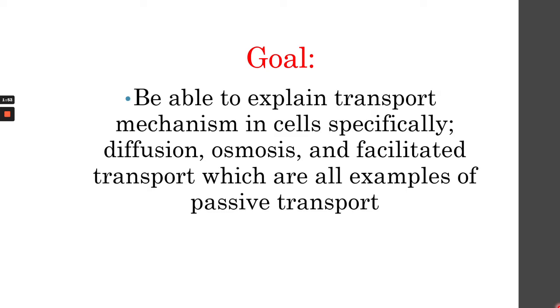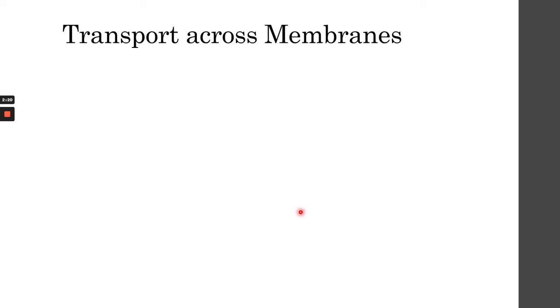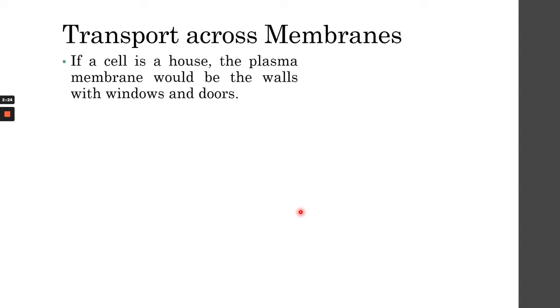So let's begin first by understanding what would be the goal of today's lesson. It's for us to be able to explain the mechanism of transporting cells, more specifically on how passive transport happens. Examples of passive transports include diffusion, osmosis, and facilitated transport. So today we'll be discussing these three as part of our discussion on passive transport. So let's first discuss what is transport across a membrane.